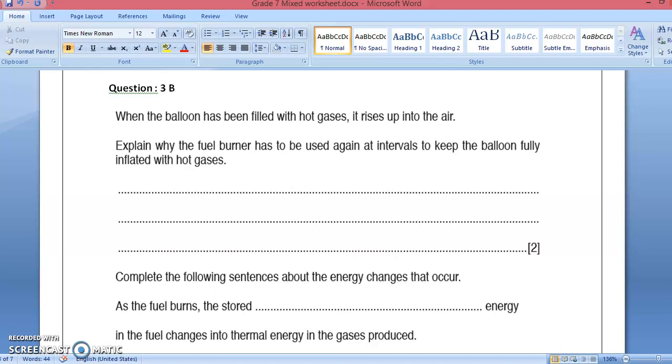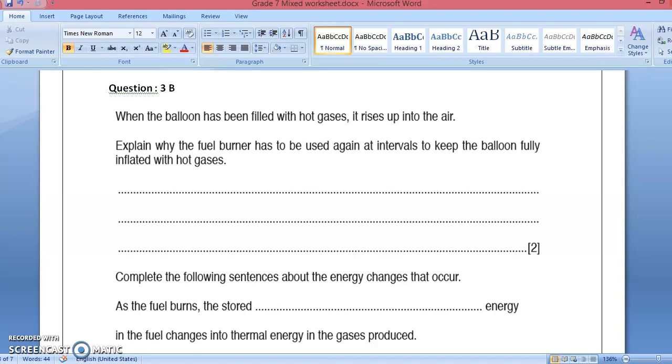Please understand that the hot gases are needed to keep it inflated, and whatever hot gases, after some time, if you don't keep burning the fuel, then these hot gases will transfer to the surroundings, making the surroundings warm, but in turn it will become cooler. So the burner has to be switched on each time after some interval.